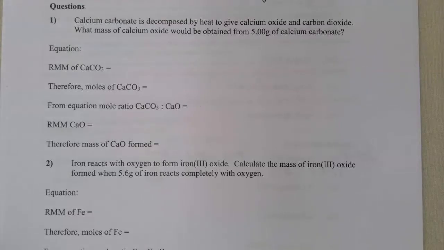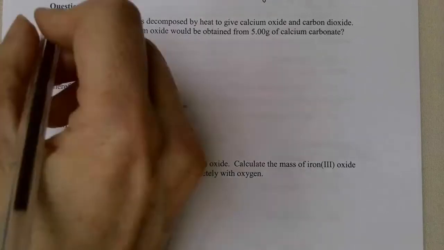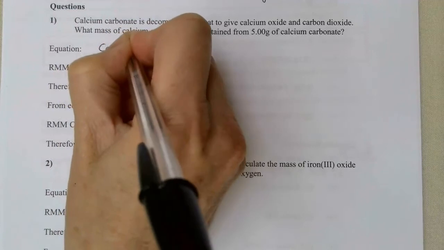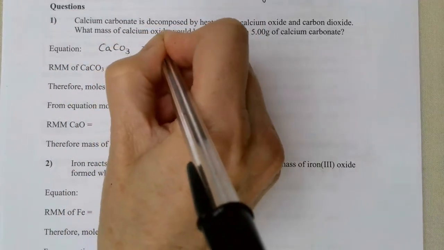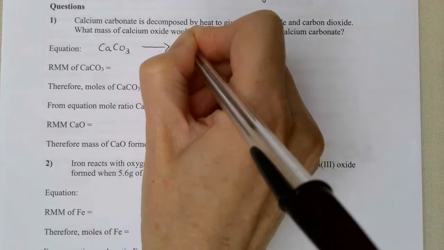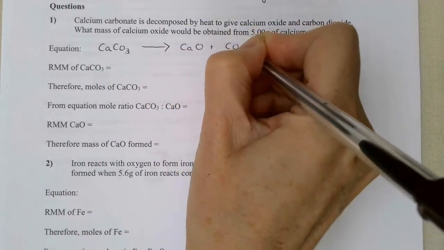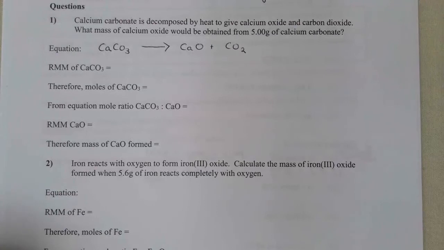So we're going to go through a couple of questions as examples. The first one we're looking at is the thermal decomposition of calcium carbonate. Calcium carbonate has the formula CaCO3. It's decomposed on heating to form calcium oxide and carbon dioxide. So there I've got my balanced equation.